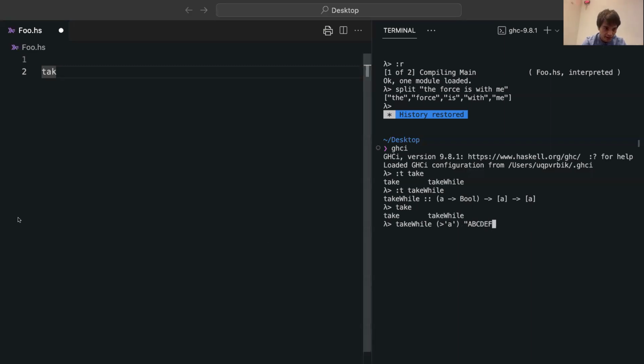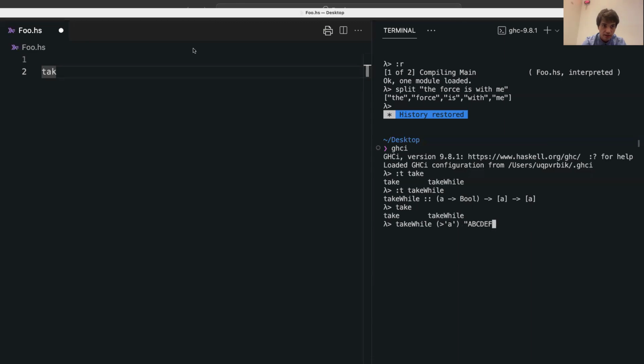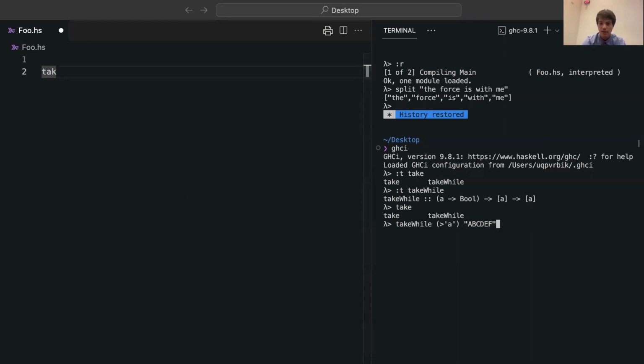This is going to take from this string while everything is bigger than 'A'. Oh, this is a bad example. ABCDEF. How about this? Take while the letters are bigger than 'A', nothing. Take while the letters are less than 'A', nothing as well. What is happening here? Oh, 'A' is not less than 'A'. Take while the letters are less than 'D', and then I expect here to get A, B, and C.